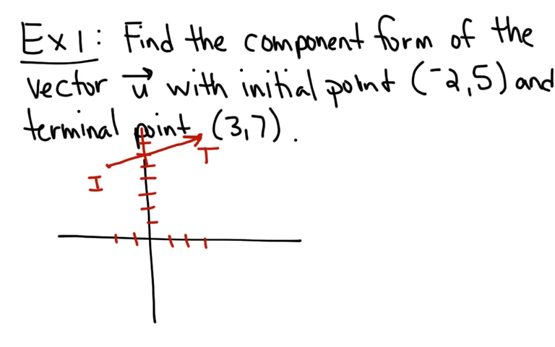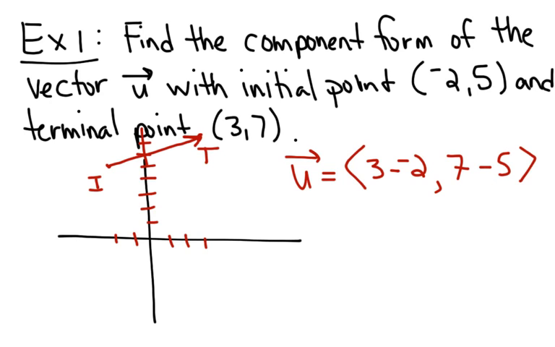To find the component form of the vector, all you have to do is do the terminal x minus the initial x, the terminal y minus the initial y. So we're going to find out that vector u in component form is 5, 2.